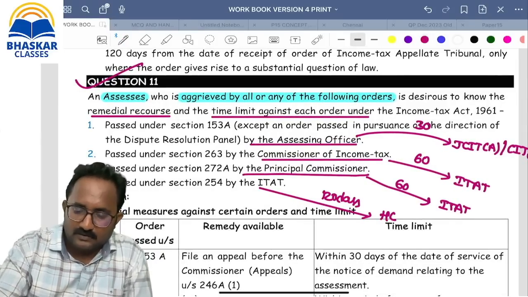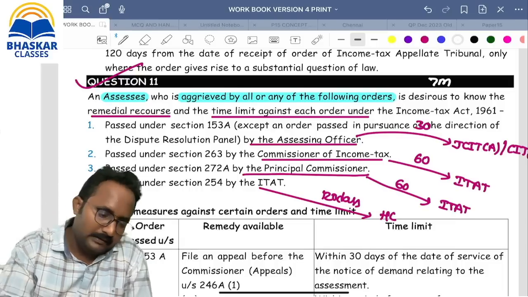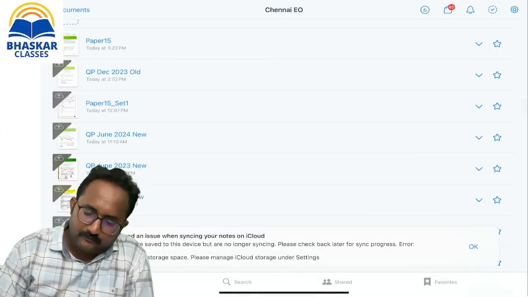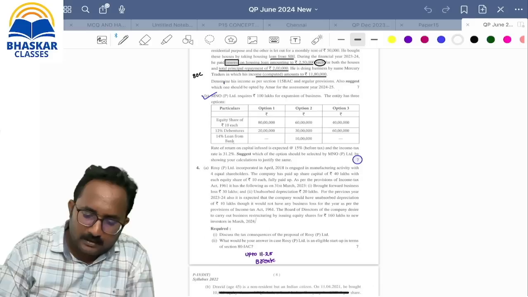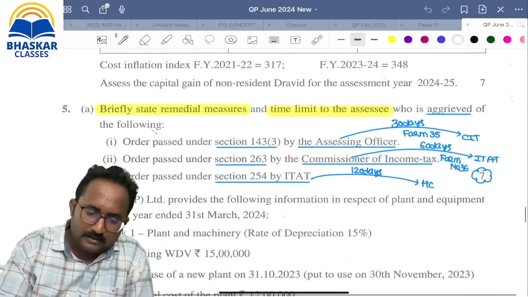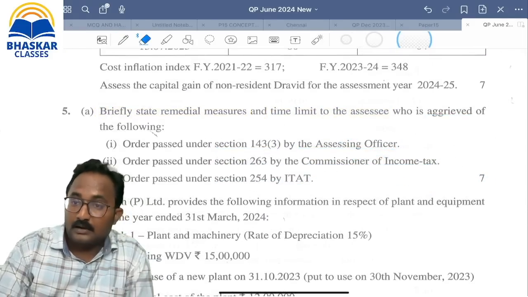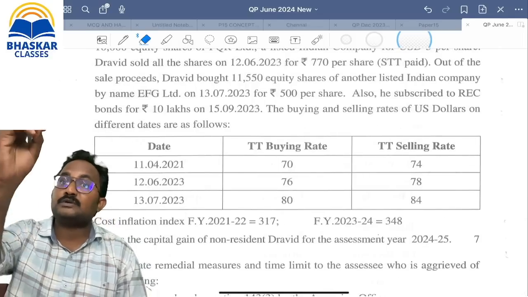Sir, will you believe this question is given for 7 marks? Yes, this question is given for 7 marks. In every attempt, we have one question, sir. Automatically, you can get 7 out of 7. That is the question given in June 24. In June 24, we nearly had 21 marks of sure-set questions.